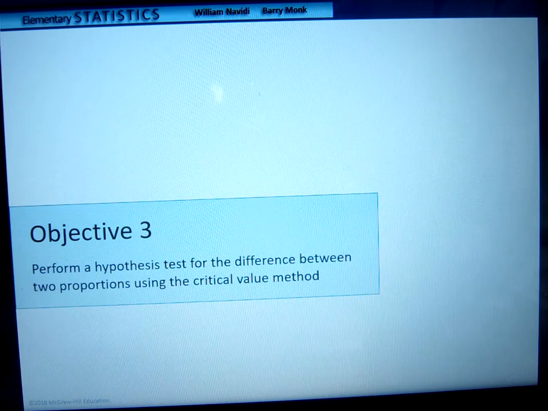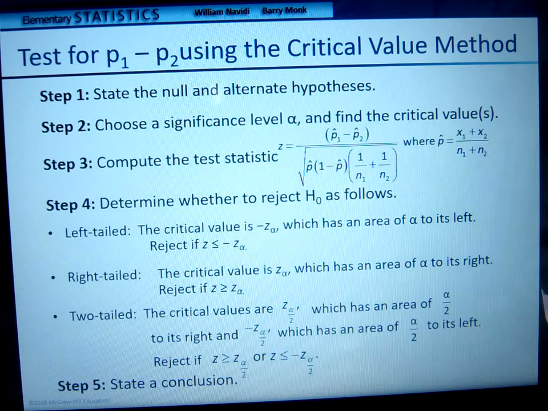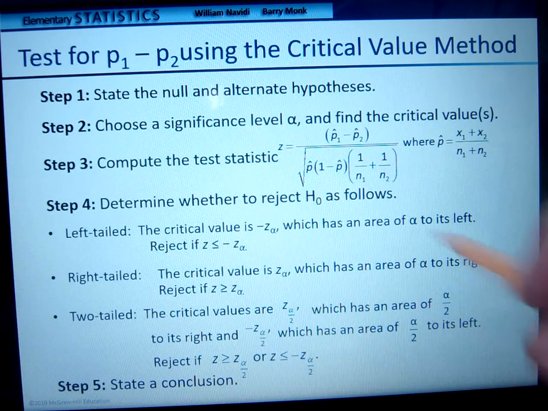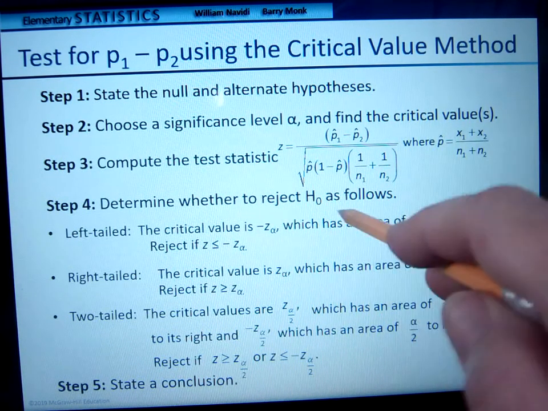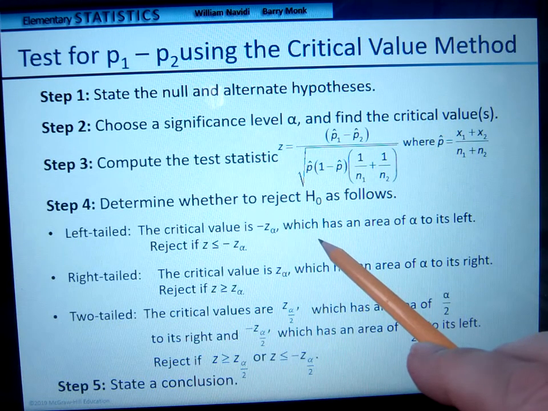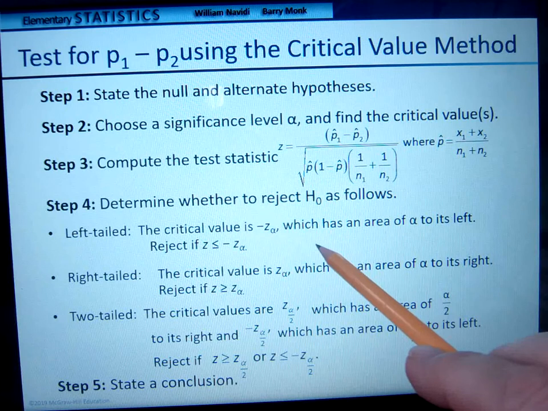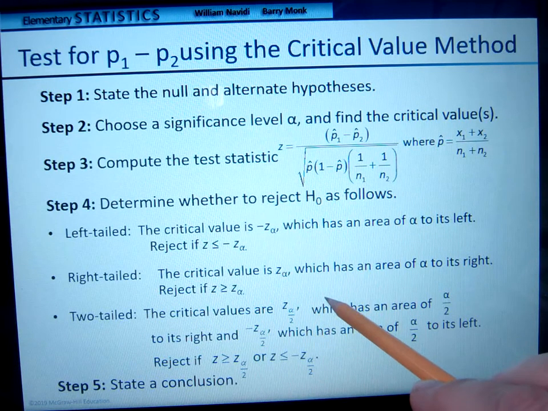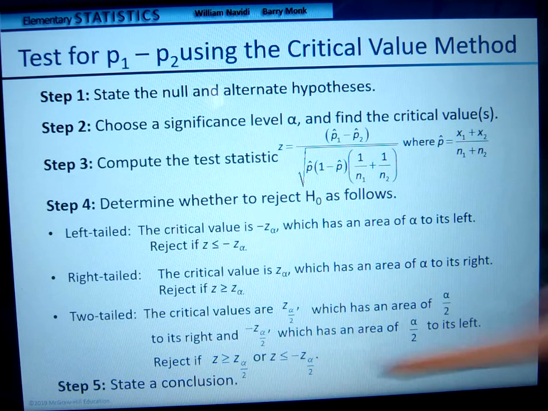Performing a hypothesis test for the difference between two proportions using the critical value method. Again, we have some of the similar steps. We're going to state the null and alternative hypotheses, choose a significance level, find the critical values, and use our test statistic. Here we have Z, determining the same areas for rejecting a null hypothesis. We have our left-tailed, our right-tailed, and our two-tailed, and state the conclusion.